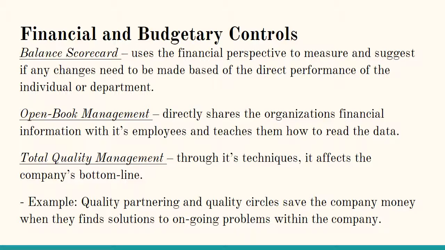Total quality management. So through its techniques that we spoke about earlier, that's how it directly affects the company's bottom line. So for example, quality partnering and quality circles save the company money in the long run, basically because they're finding solutions to any ongoing problems, or they're just looking for opportunities to change up processes that could save the company money.